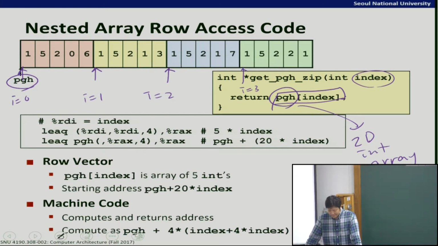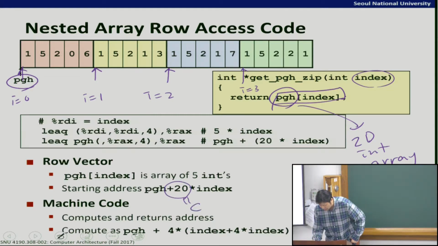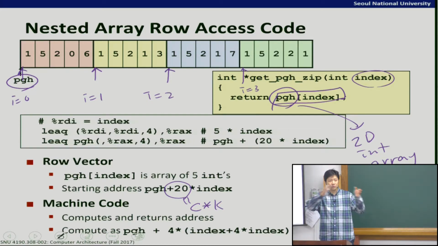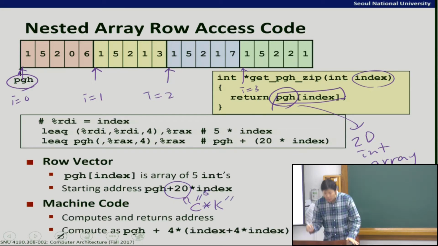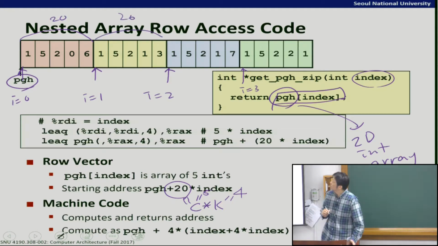So, let's say RDI holds the value of index. How can we calculate it? Generally, you want to return the starting address of the row vector. PGH[index] is an array of 5 integers, and the starting address can be calculated as PGH plus 20 times index, because this is the multiplication of C times K from the previous slide, right? C is how many elements there are in an individual row. In this case, C is 5, and K is how many bytes a single integer element takes, in this case 4. So this is the length of an individual row. This is 20, this is also 20, and so on.